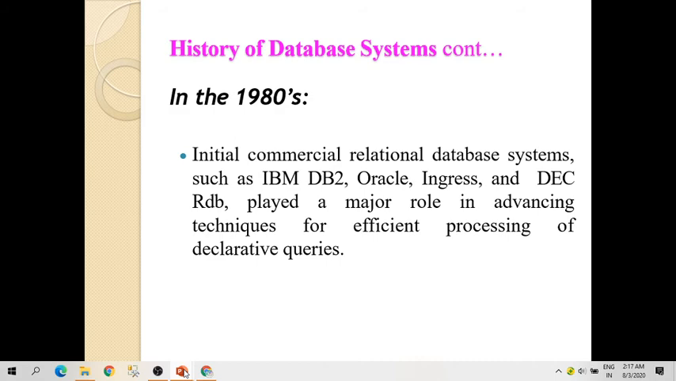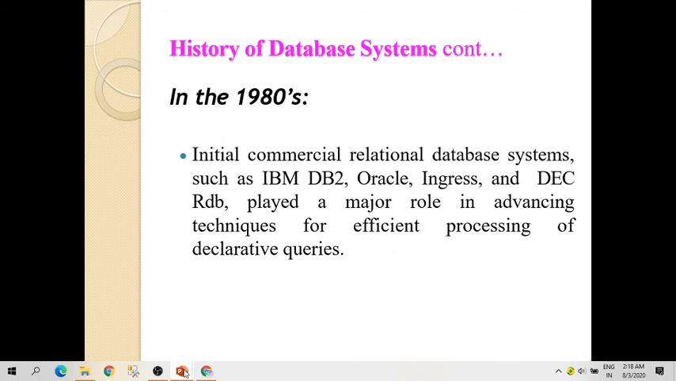Then later, a new database model called the entity relationship model was developed, but this model was made for designers to focus on data application instead of logical table structure. Then later in the 80s, Structured Query Language, SQL, became the standard query language. The relational database system became a commercial success as a rapid increase in computer sales boosted the database market.